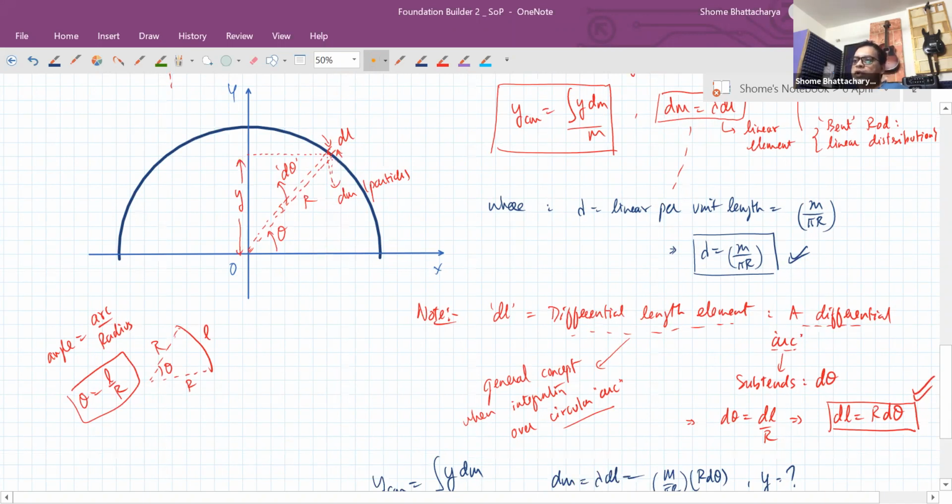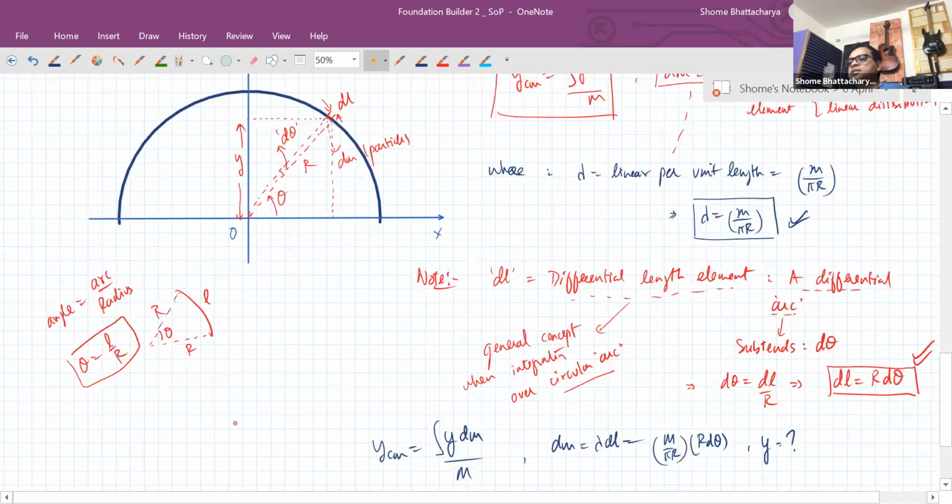Is it clear? Why is it r sine theta? Yes, sir. Because on a circle, when we take any point at an angle theta like this, if its coordinates are x comma y, you can see that if the radius is r, the x coordinate is r cos theta, like we did in circular motion, and the y coordinate is r sine theta. So we should substitute y as r sine theta.